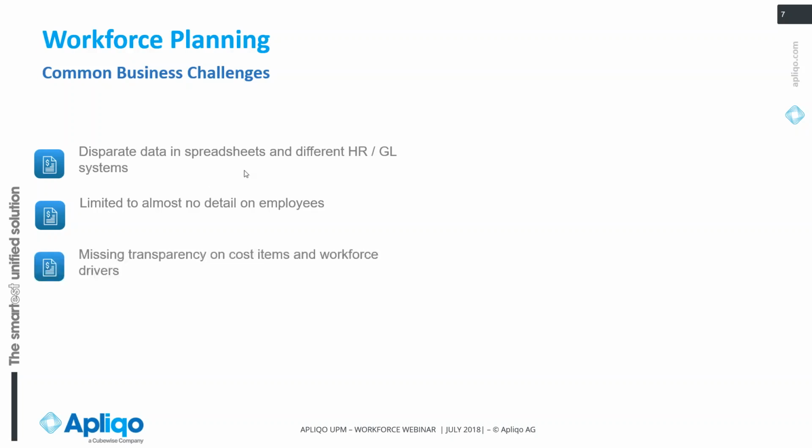The next one is missing transparency on cost items and workforce drivers. This goes in the direction of a lot of companies also missing an analytical layer around the workforce expenses, so that they have difficulty identifying the key drivers of the workforce expenses and then using them as a driver in the planning cycle.